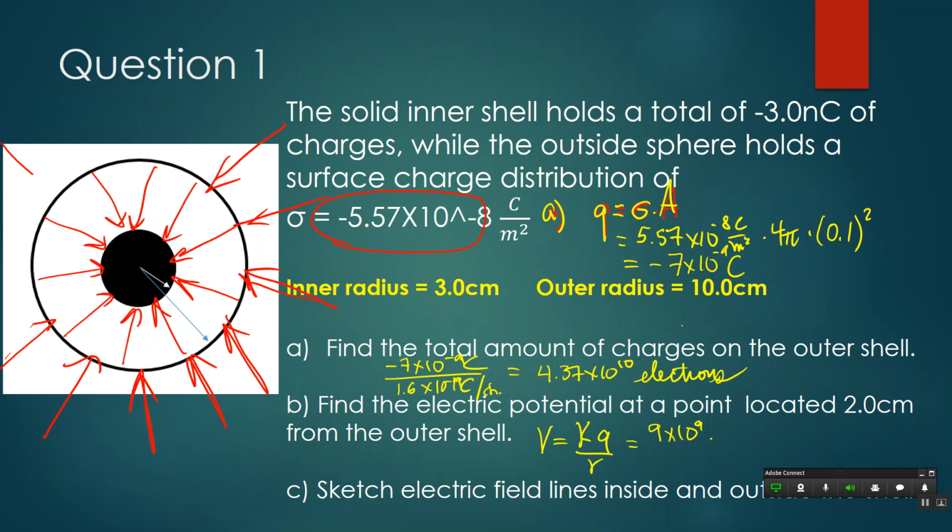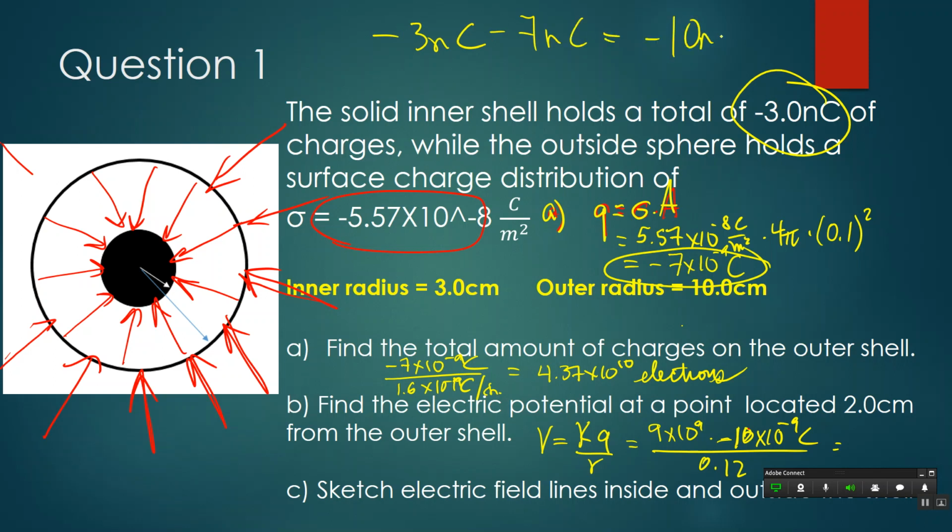So it's 3 nanocoulombs and 7 nanocoulombs, which makes it negative 10 nanocoulombs. So negative 10 times 10 to the negative 9 coulombs divided by 0.12. That should give you something like 700 something volts. Negative 10 because the inner sphere has negative 3 nanocoulombs, and the outer sphere has negative 7 nanocoulombs. That gives me negative 10 nanocoulombs. So my answer should be closer to 800, something like that. So what answer is it? How much? 750? Negative 750 volts.